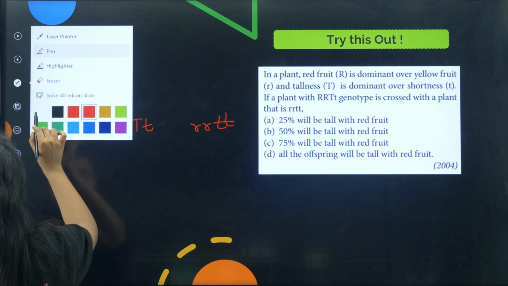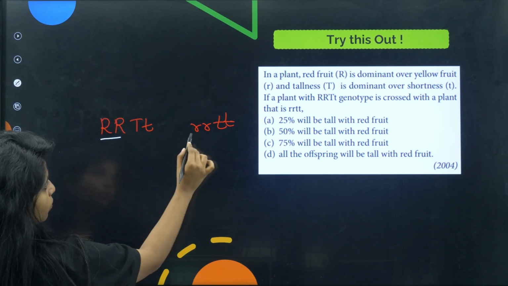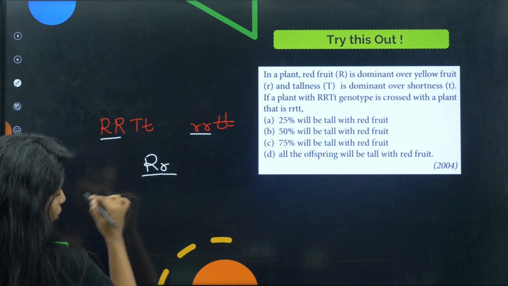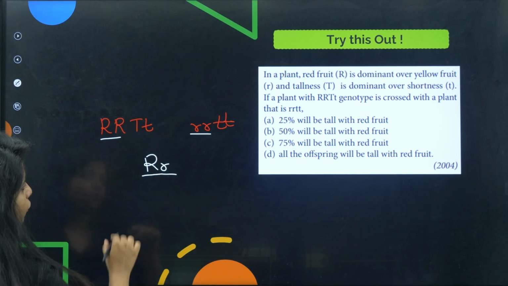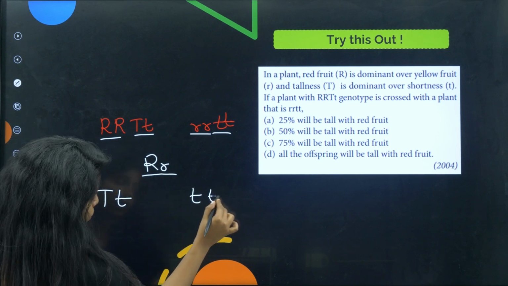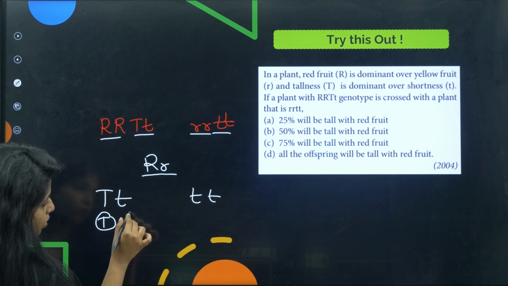So again now, let's see for the homozygous one. This is homozygous, so you don't need to touch them. You know capital R will dominate over small r, so all of them will be red. Now if you talk about capital T, small t, what are the gametes? Capital T, small t.